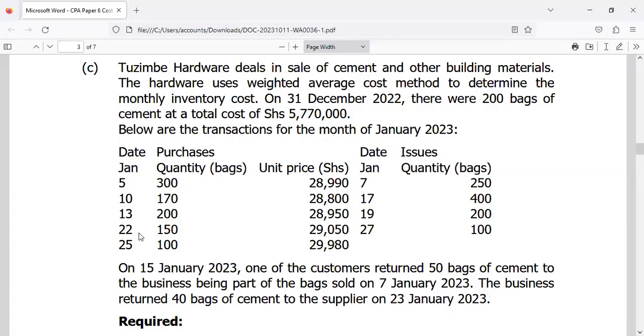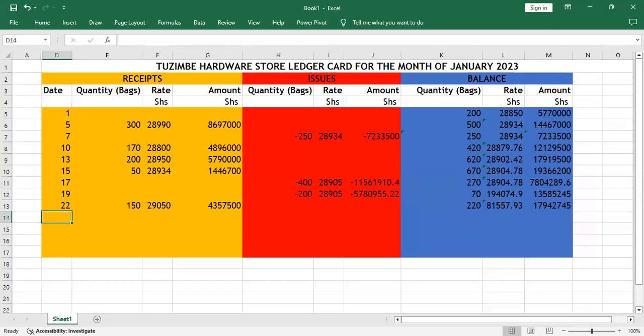Now from 22nd, we need to see what happened. 22nd, this is 27th, this is 25th. But here they are telling us that the business returned 40 bags of cement to the supplier on 23rd January 2023. Now, how do we post this? We are returning 40 bags. You record this like an issue, like how we record the issues.